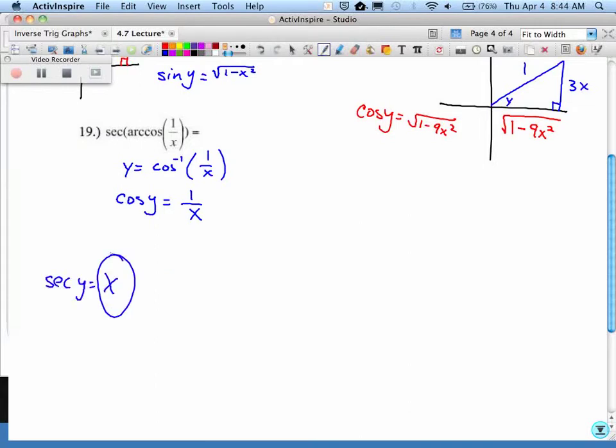So if you went to the triangle though, cosine 1, hypotenuse x. You might have written down the square root of x squared minus 1. But at the end, you're doing the secant anyway, which would be the hypotenuse over the adjacent, x.